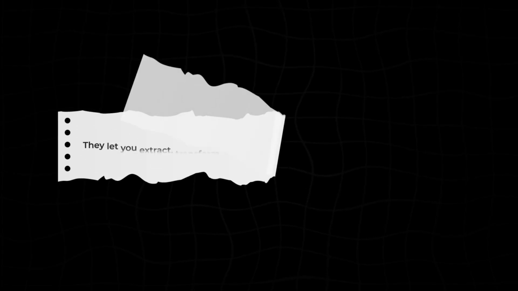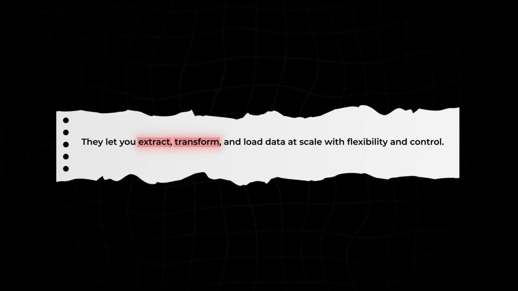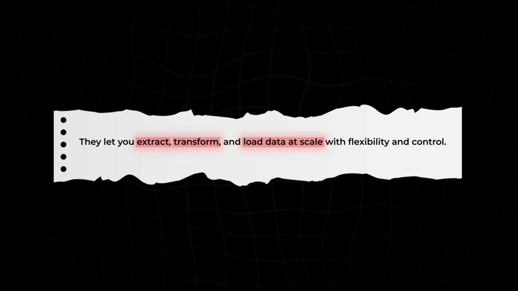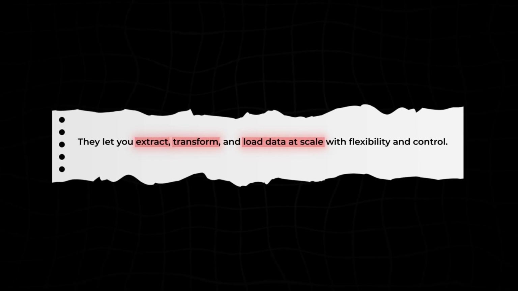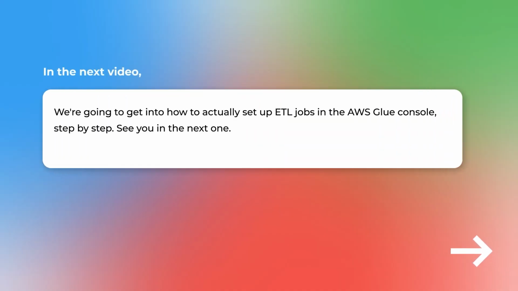So that's the big picture of what AWS Glue ETL jobs are all about. They let you extract, transform, and load data at scale with flexibility and control. You've seen how they work, what kind of logic you can write, and how workers and partitions tie into the whole process. In the next video, we're going to get into how to actually set up ETL jobs in the AWS Glue console, step by step.